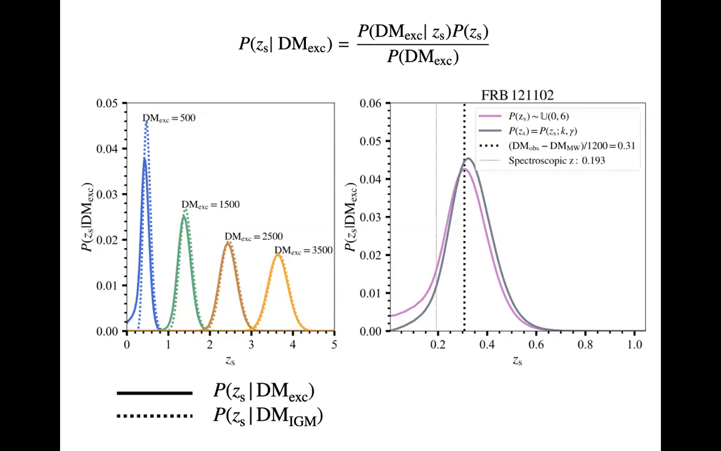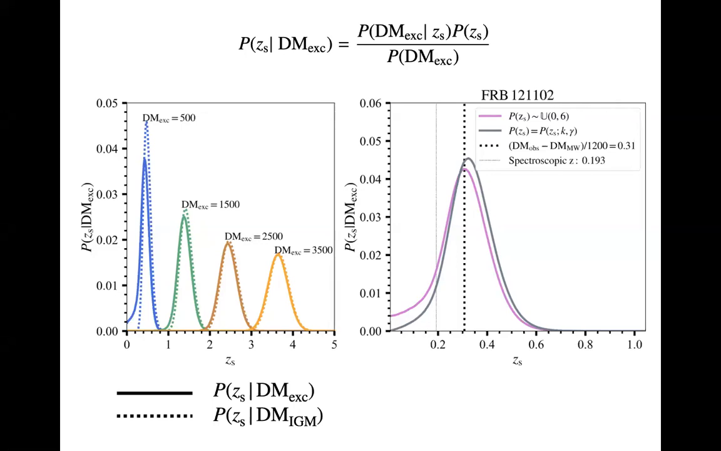Okay, so if I put them all together, I got this plot, where the left-hand side is the probability of ZS given the extragalactic DM value, and what is the inferred source redshift, right? The solid line is the probability of ZS given the extragalactic DM, and the dashed line is the probability of ZS given the DM IGM. So you can see that if I have a DM equals 500, it would almost tell me the source redshift is about 0.5, but there is a variation. There is, let's say, a dispersion, and I can call that variance due to the IGM variance plus the host galaxy variance.